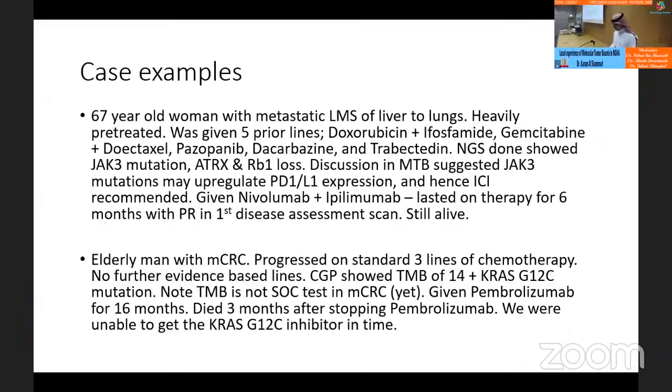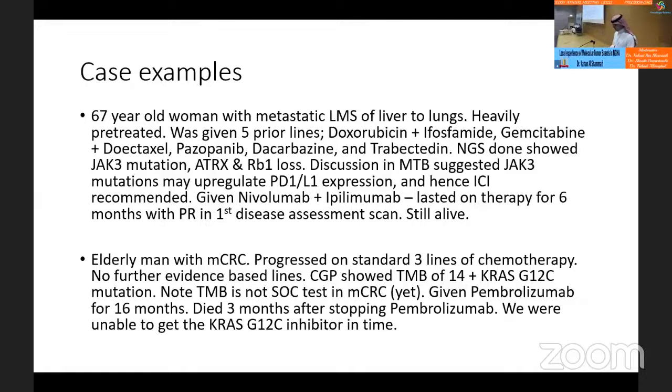Another case is also a patient that I treat. She's an elderly woman with metastatic leiomyosarcoma originating from the liver, with metastases to the lungs. She was heavily pretreated. I gave her in my clinic 5 prior lines. So doxorubicin ifosfamide, which is standard of care, gemcitabine docetaxel, pazopanib, dacarbazine, and trabectedin. All of these are FDA approved drugs in leiomyosarcoma.